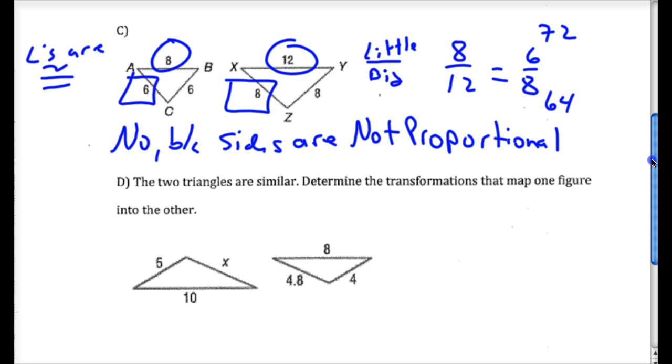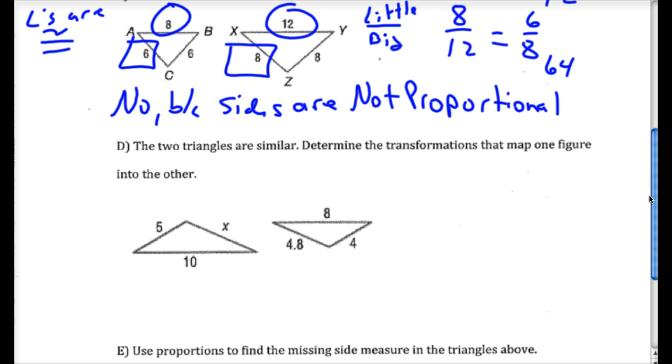Correct. Great point, though, Maeve, and I need you to read the directions to letter D. The two triangles are similar. Determine the transformations that map one figure into the other. Are the two triangles similar? Yeah. How do you know? Guys, the directions have to tell you that the sides are proportional. Okay?